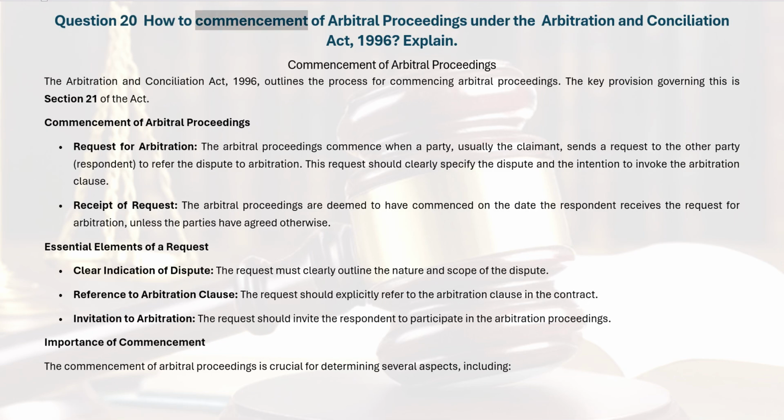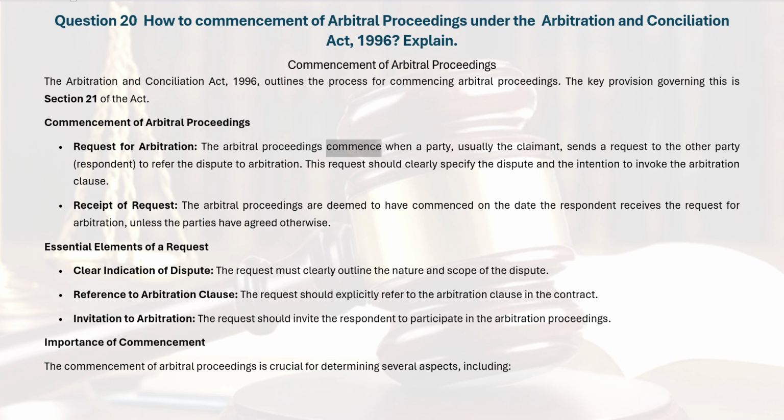Question 20. Explain how arbitral proceedings commence under the Arbitration and Conciliation Act, 1996. Commencement of arbitral proceedings. The Arbitration and Conciliation Act, 1996, outlines the process for commencing arbitral proceedings. The key provision governing this is Section 21 of the Act. Commencement of arbitral proceedings. Request for arbitration.